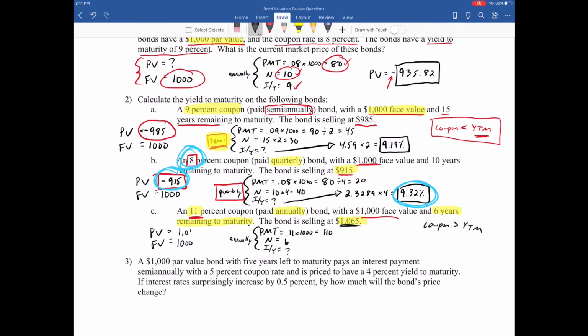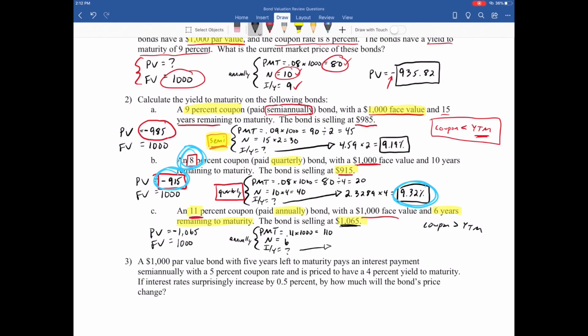So $1,065. Again, if I type it in as is, as it's posted here, I will get an error on my calculator. One of these needs to be a negative. We will make the present value a negative to showcase that's what I would pay in order to receive all of these future cash flows.